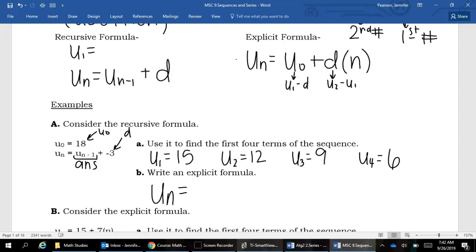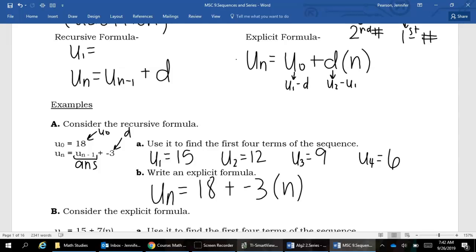So the 0 number in this case is 18 plus -3 times n. And I don't have to do plus -3, I can just do -3, but I'm going to represent it the same way as the formula up top.